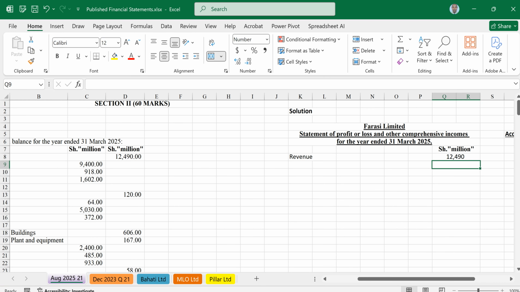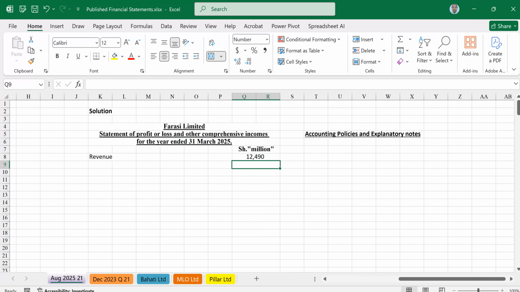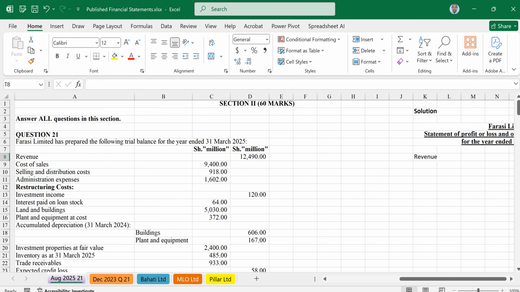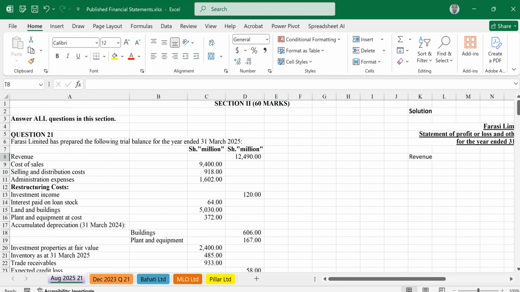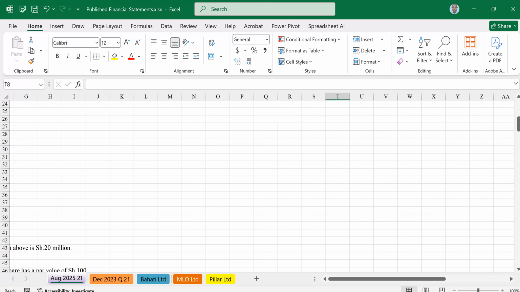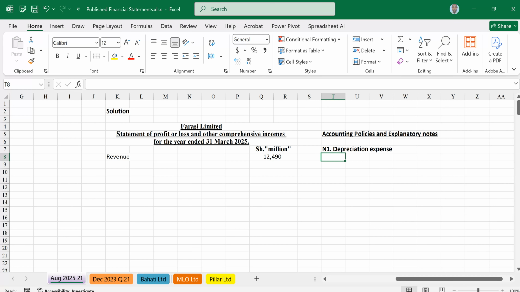Then something affected the cost of sale. So I want to start by calculating depreciation. So note 1 will be depreciation expense. Depreciation expense is affected by additional information number 1: building 5% straight line, plant and equipment 25% reducing. That one goes to the cost of sale. So start with building, depreciation on building.